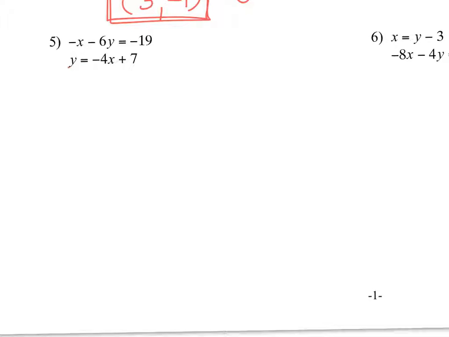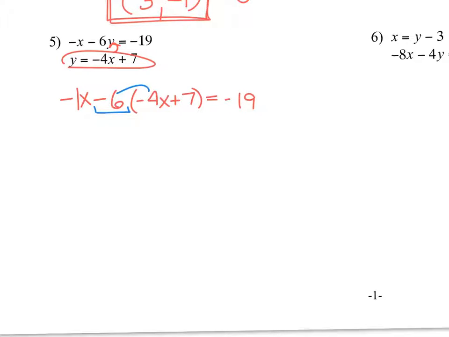Okay, 5 here, again, we're going to have substitution because it's y equals negative x minus 6. The steps are going to be the same, so I'm probably not going to be explaining as much. I'm just going to work it out. This is negative 1x. Negative 6 is the only thing that's distributing here. So the negative 1x just comes straight down. We don't do anything with it. And I've got positive 24x, that's negative times negative, minus 42, negative times positive equals negative 19.